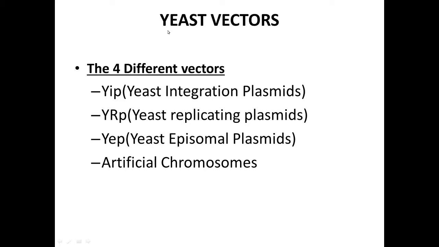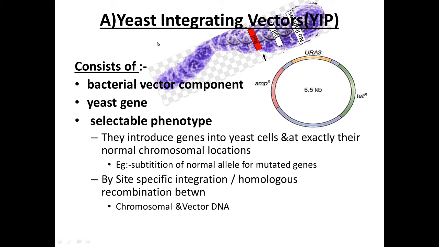Students, in the previous video we have studied that in the case of yeast there are four different vectors. They are YIP, YRP, YEP and YAC. They are yeast integration plasmids, yeast replicating plasmids, yeast episomal plasmids and yeast artificial chromosomes. So now we are going to get into the detail of YIP, that is yeast integrating vector.